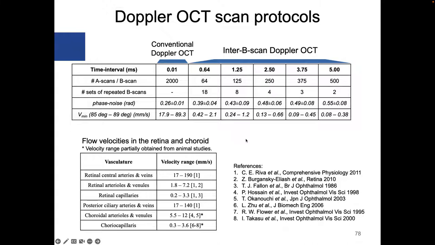Then if you compare that with the relevant velocities: in the central retinal arteries and veins, it's 17 to 190 millimeters per second. If you then go to the choriocapillaris, the blood vessels with a diameter of 10 micron, where the red blood cells propagate stacked through, you're at velocities of 0.3 to 3.6 millimeters per second. So you adapt the time interval depending on the expected velocity range? Yes, that's what you're going to do.